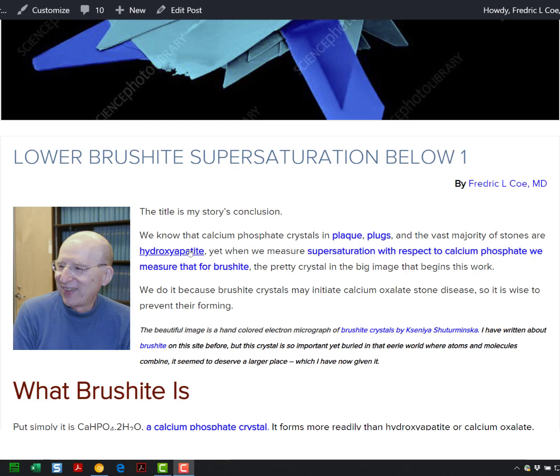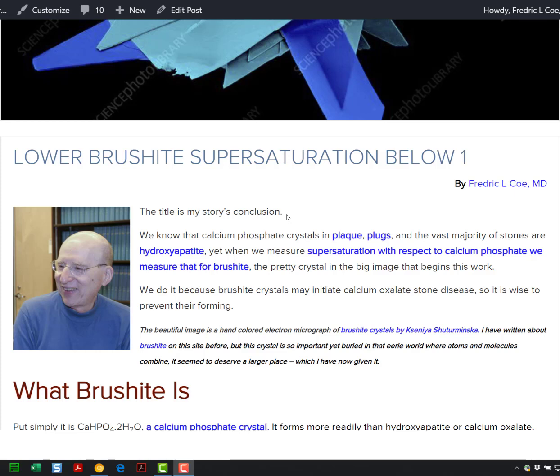But you don't really make hydroxyapatite de novo. You tend to make it from brushite. Of course, most stones are calcium oxalate, and the phosphate they have in them is hydroxyapatite. You don't generally make calcium oxalate de novo. You make it on plaque, you make it on plugs, and when it forms in solutions like urine, it seems as though it forms from brushite.